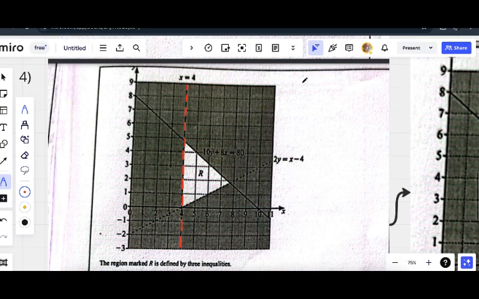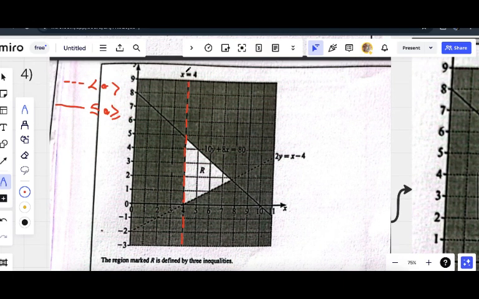So anytime they use broken lines or dash lines like this, what it means in inequality is that you write either less than or greater than, depending on which of them fits the region. Now, if they use a solid line like this, it means either less than or equal to, or greater than or equal to, depending on which fits. So now let's take a look at this one.